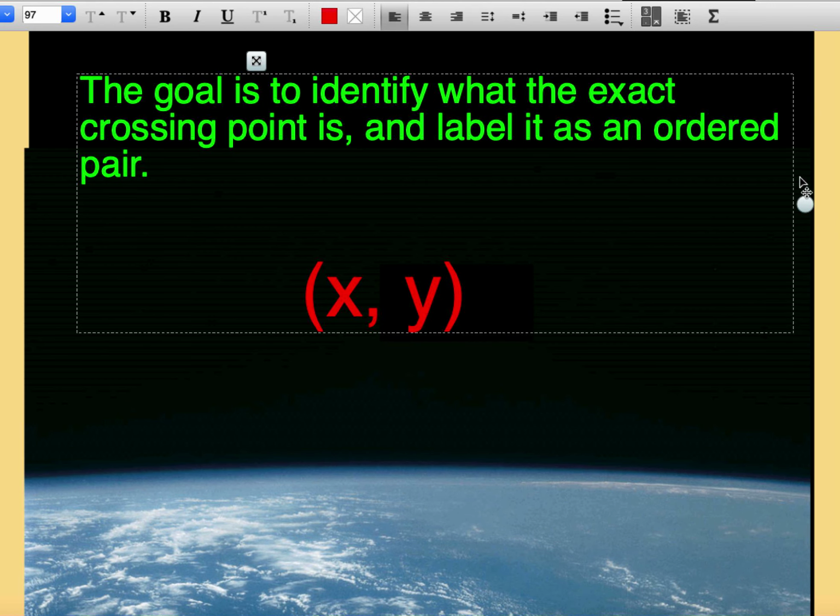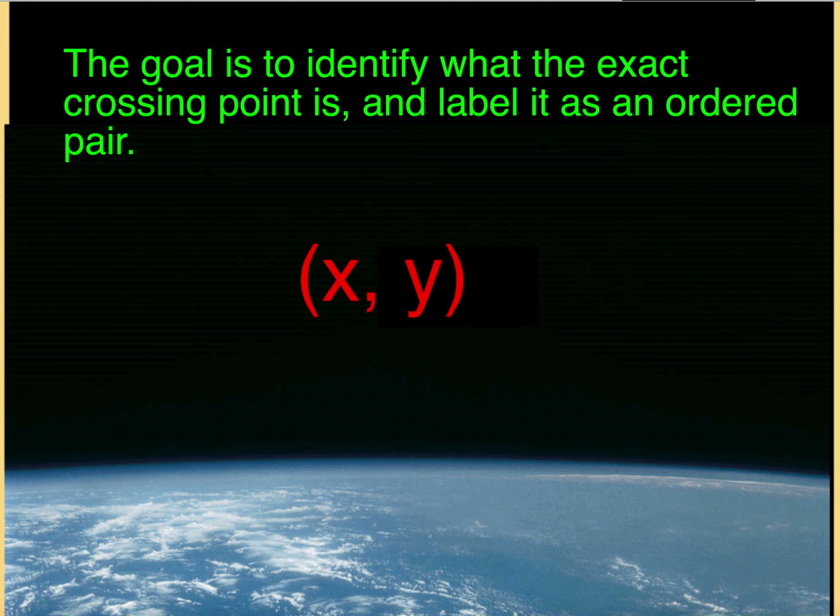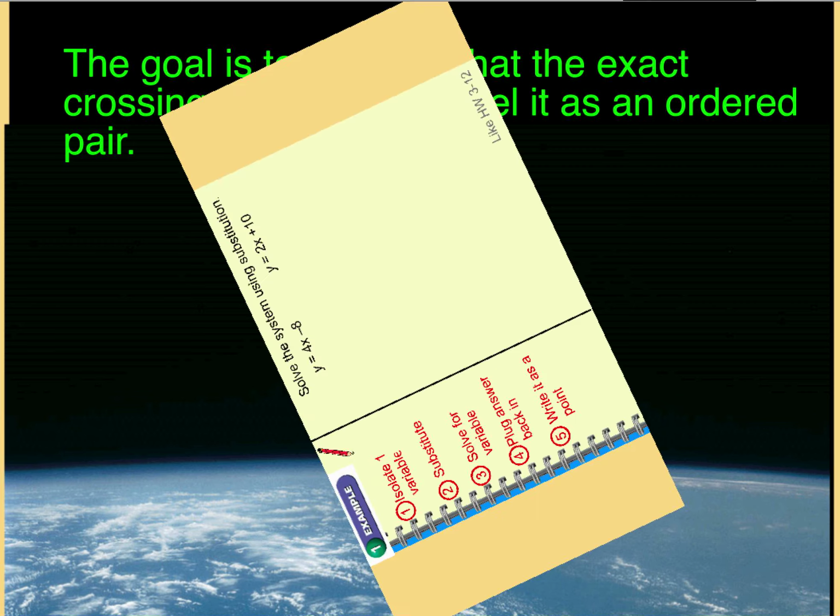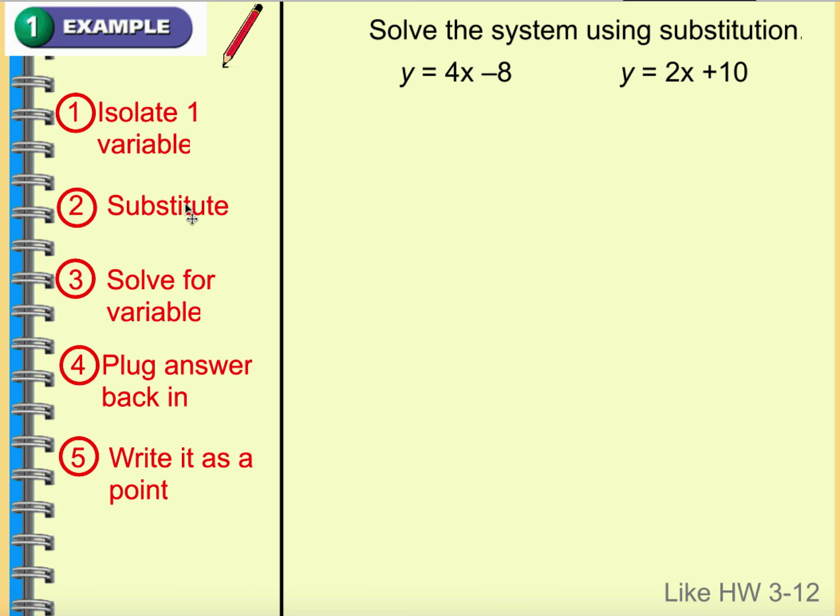So our goal is basically to identify what the exact crossing point is and label it as an ordered pair. So that's a major part of what we're going to do today. And then we're going to extend it to inequalities and hopefully use a little bit of technology to make that kind of come alive for you. So here's our first example.